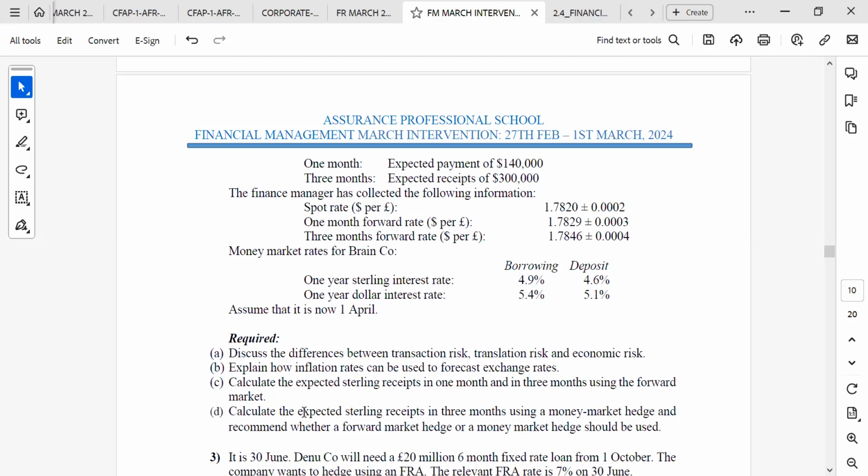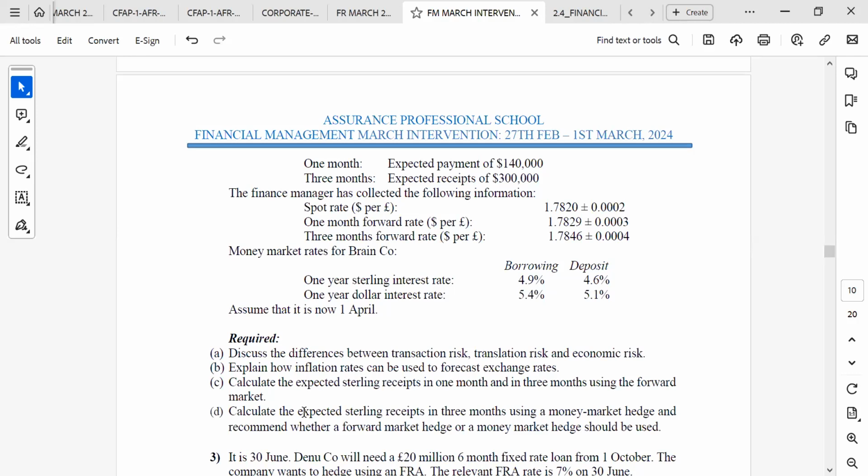So their definition is more than the differences. You can just write their definitions one by one, and the definitions will not be the same. What you are saying there is the difference. So discuss the differences between the transaction risk, the translation risk, and then the economic risk. You can explain them. That is all. You are good to go.